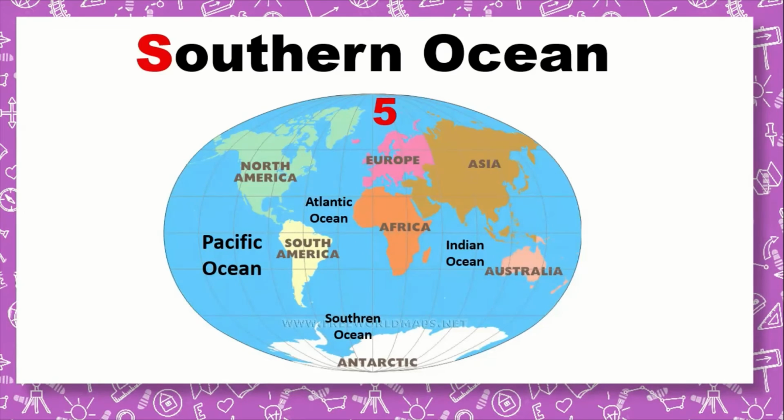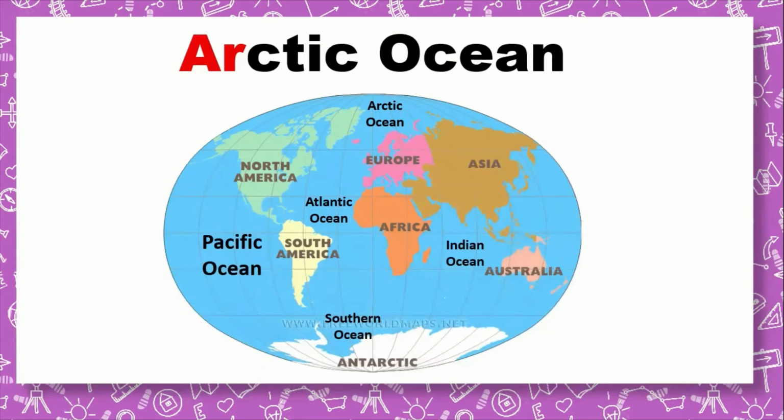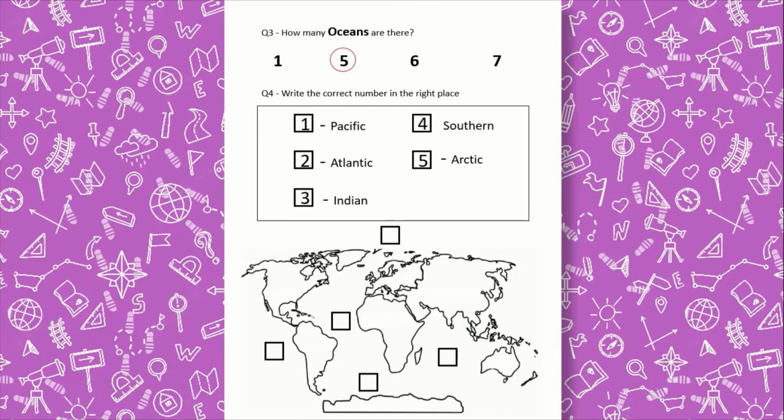Number 4, it's Southern. Southern comes from the word south, which is all the way down. So the ocean that's all the way down is the Southern Ocean, and it's ocean number 4. Number 5, the last ocean, which is all the way up, is the Arctic Ocean. Arctic Ocean.